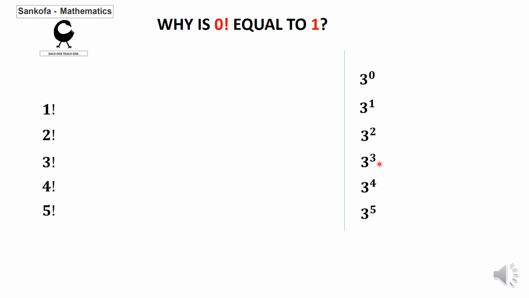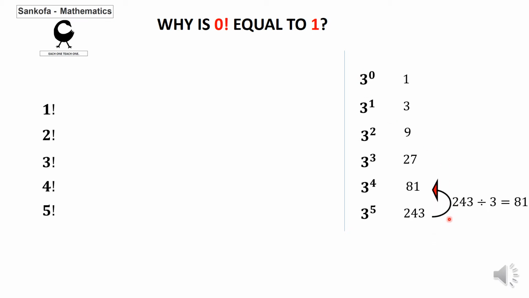Now we know that 3 raised to the power of 5 is equal to 243. 3 raised to the power of 4 would be 81. 3 cubed will be 27. 3 squared will be 9. 3 raised to the power of 1 is 3. And we know by convention, from all these laws we have decided upon, that 3 raised to the power of 0 is equal to 1. But let's see what actually that entails.